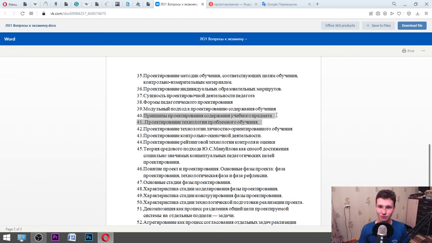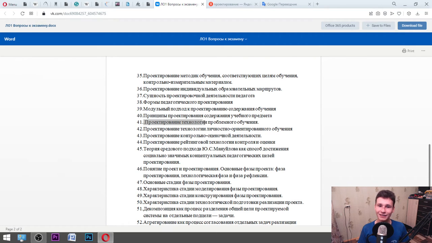Принципы проектирования содержания учебного предмета. It means principles of project creating or principles. Principles of project creating of content of the studying subject. Really, it is the principles that you should be kind of polite to your people. It should not be kind of ethic violent to them. That's all. It's easy. Like, maybe I'm super smart, but I think that people understand it. Like, it shouldn't be against the people. It should be for people. That's all. All the principles.